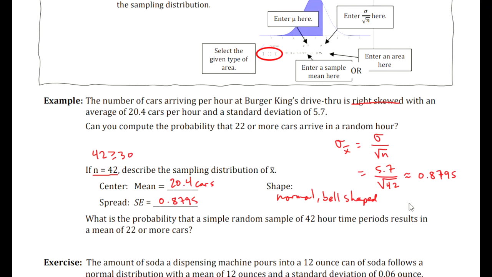We can use a shorthand notation, N standing for normal, 20.4 for the mean, and 0.8795 for the standard deviation. So now that it is normal, we can answer a similar question. What is the probability that a random sample of 42 hour time periods results in a mean of 22 or more cars? So to answer this question, we'll go to GeoGebra.